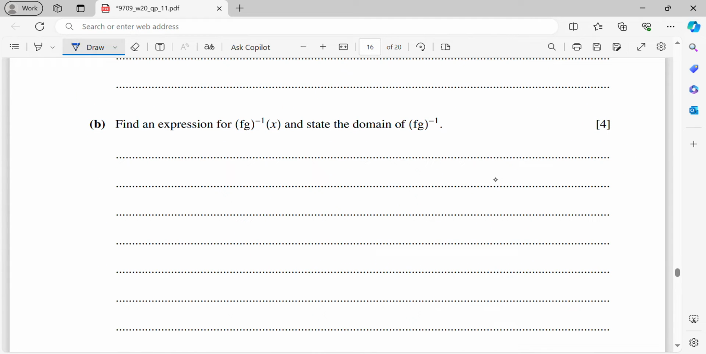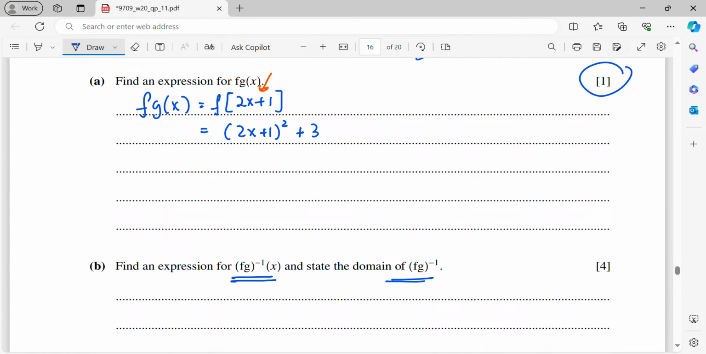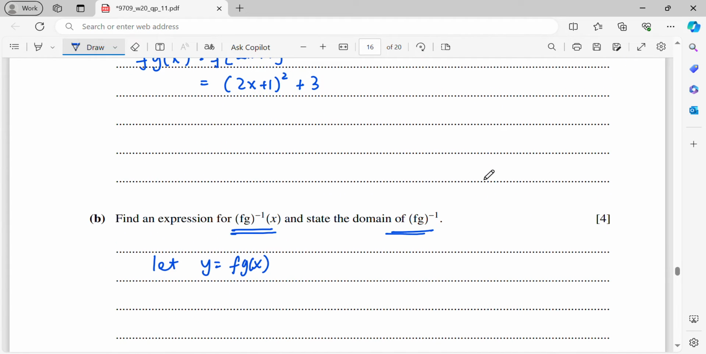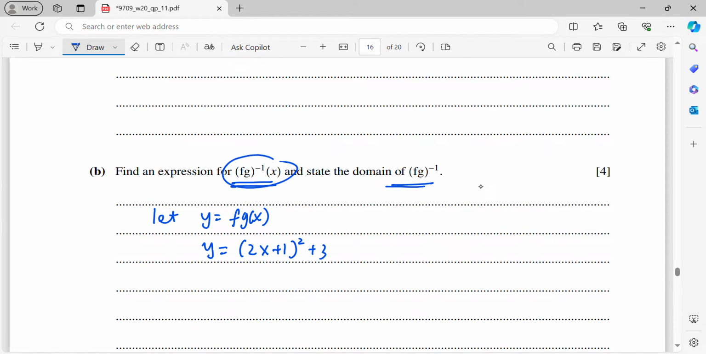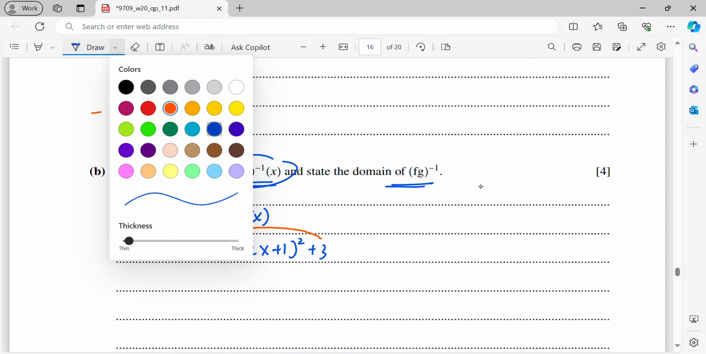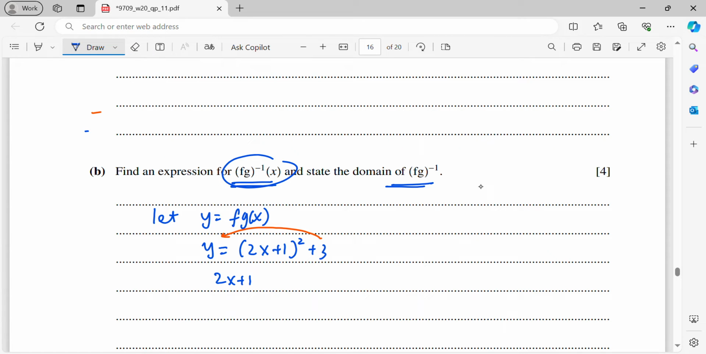Now B, find the expression for fg inverse and state the domain for fg inverse. Okay, so now I will rewrite this. Let y equals fg(x). So that means this is (2x plus 1) squared plus 3. To get the inverse function, I will get x as the subject. So this plus 3 will be moved to the other side. Then I will get (2x plus 1) squared equals y minus 3.